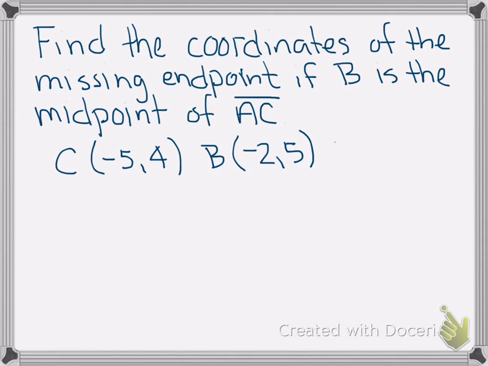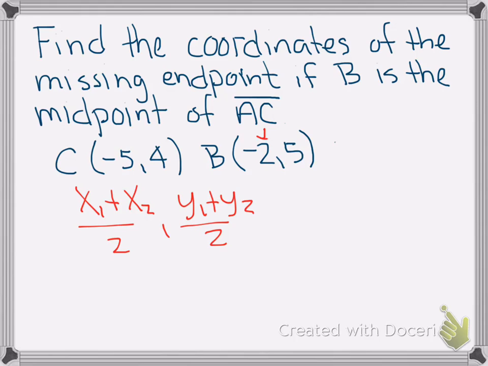So in this example, we're going to use the midpoint formula to find the coordinates of the missing endpoint if we're given one endpoint and the midpoint. So remember our midpoint formula is this: x1 plus x2 over 2 and y1 plus y2 over 2. Well, in this case, B is the midpoint, so that's what we're going to equal. So let's do x first.